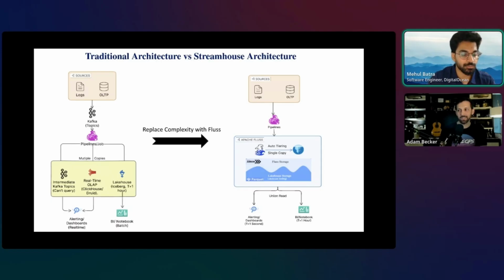Once the data enters Fluss, you can enable the auto tiering. With a single copy, it takes care that the hot data is sitting in the Fluss storage powered by the Apache Arrow columnar format, and the cold data goes to Iceberg with the Parquet file format, again a columnar format. And with the union read, you can do both your alerting and dashboarding with T+1 second of latency, and for batch, you can do your BI or notebook analytics with T+1 hour.